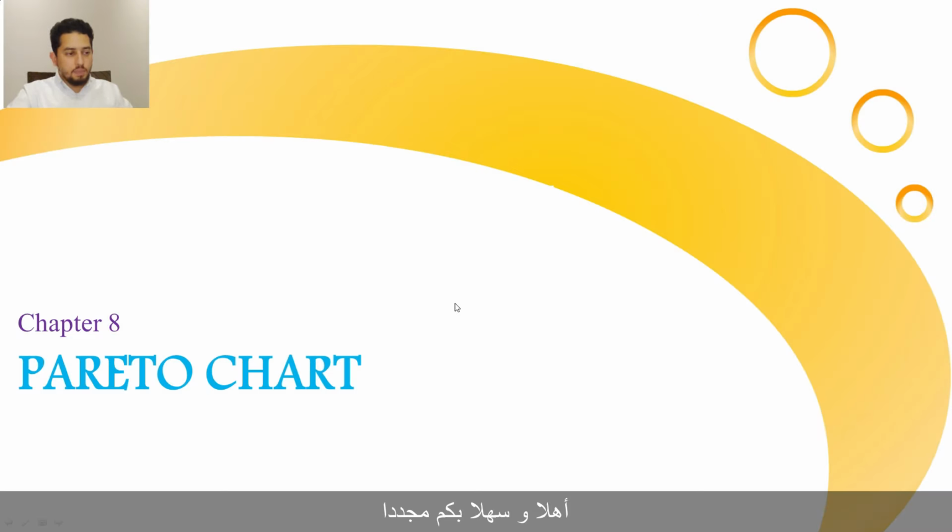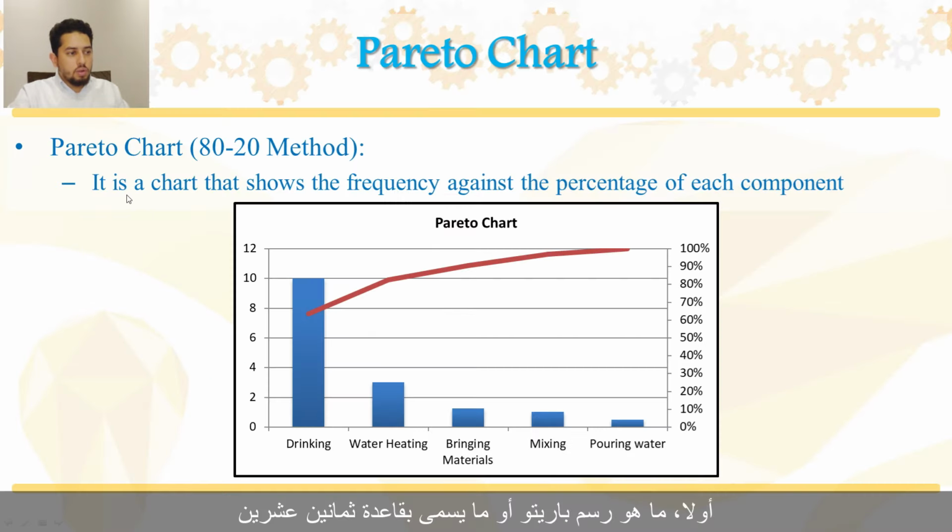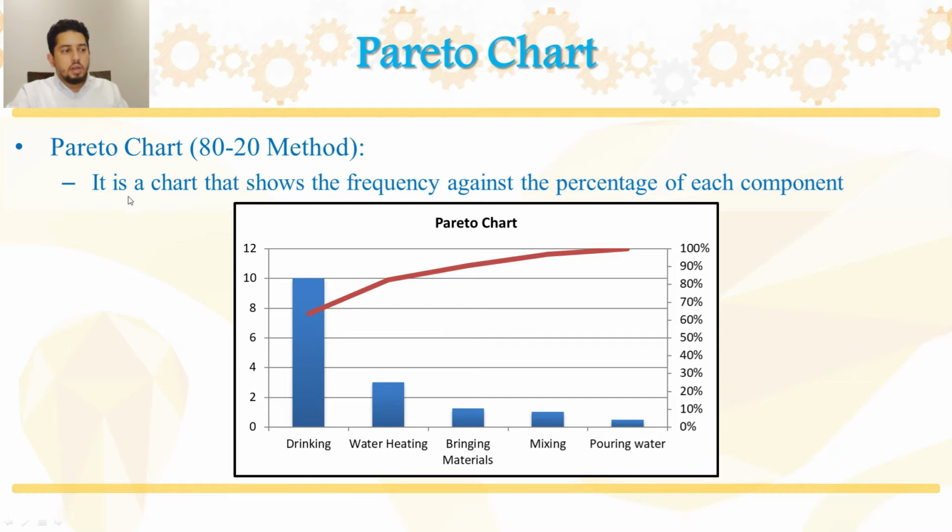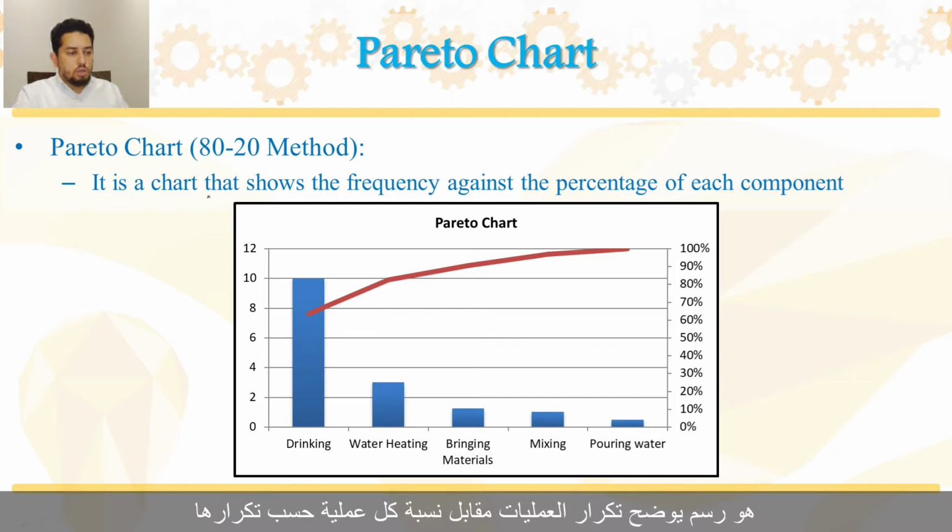Hello and welcome back. Now we will go through the Pareto chart that we said before we would go through. First of all, what's a Pareto chart, or some people name it the 80-20 method? It's a chart that shows the frequency against the percentage of a process, of each component in the process.